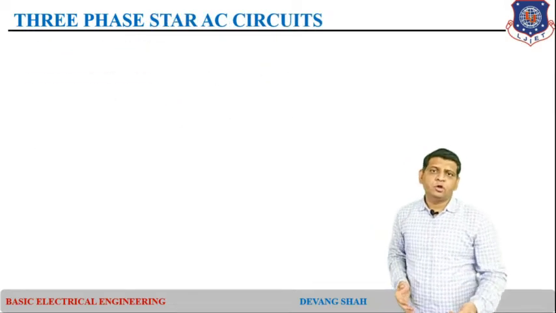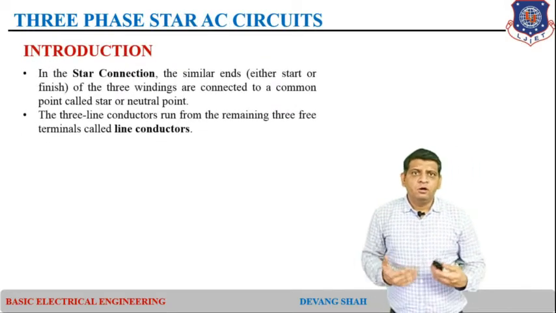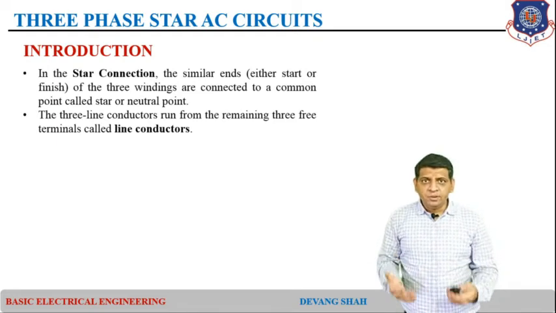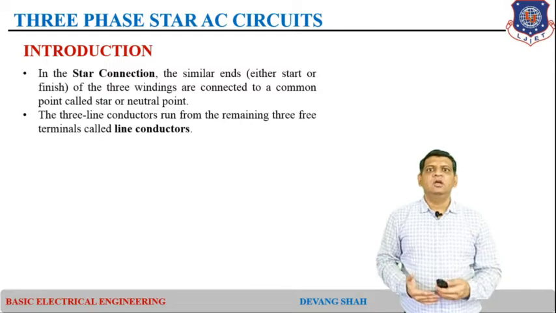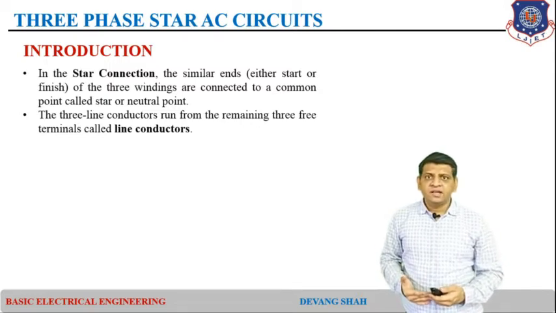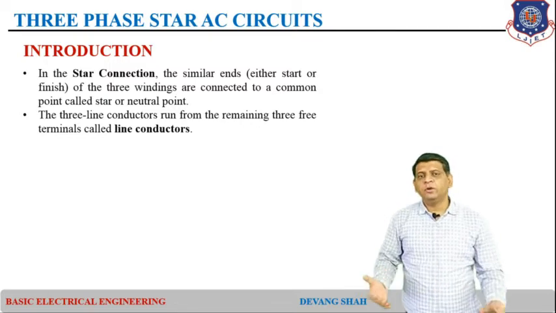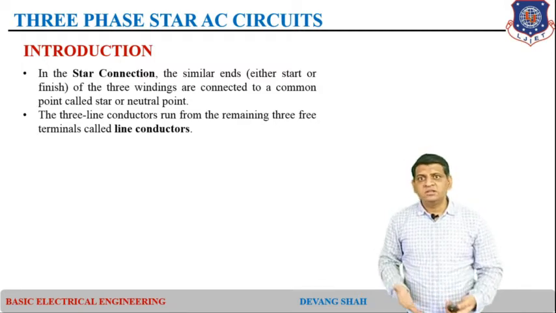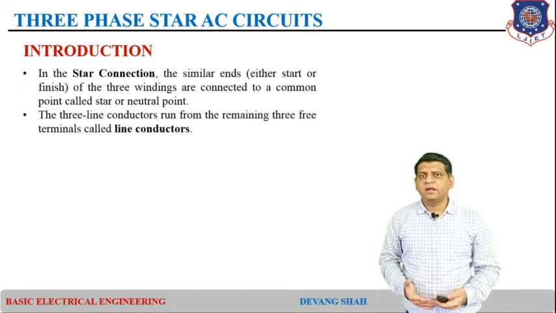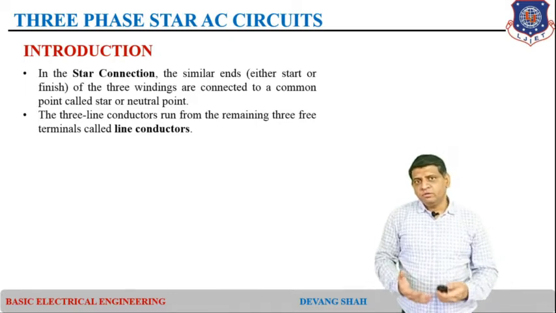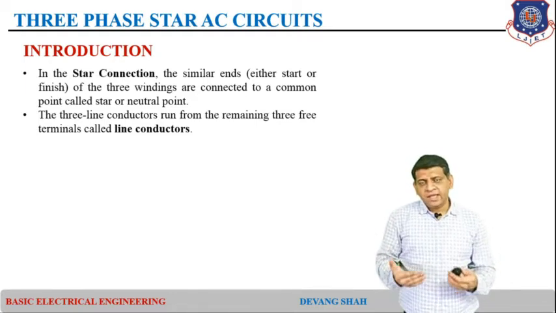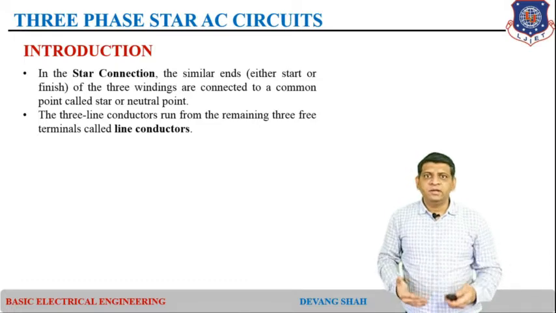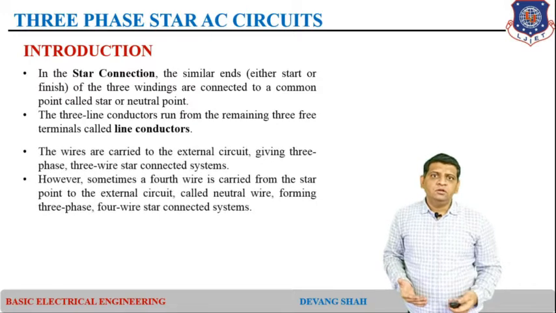If you talk more about the star connection, the similar ends, either start or finish, of the three windings are connected to a common point, and that common point we define as the neutral point, right? Sometimes it is also considered a three-wire or a four-wire connection. Here, one end of each phase is connected to the common terminal, and that terminal we define as the neutral terminal.